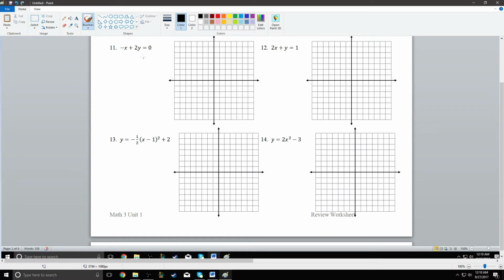Okay, we want to solve for y, get y by itself, so you add x to both sides. So 2y equals x. Get y by itself by dividing both sides by 2. Y equals x over 2. Since there are no parentheses, that means that there's no horizontal shift. There's no plus k, so there's no vertical shift. So our first point starts right here at the origin.